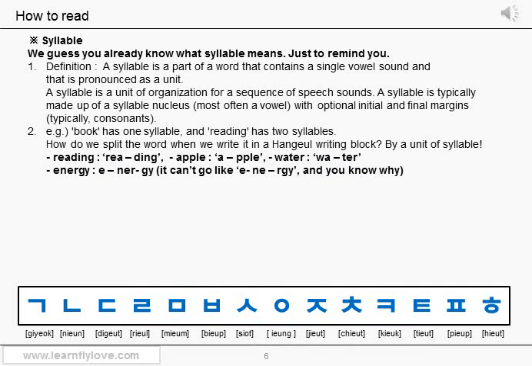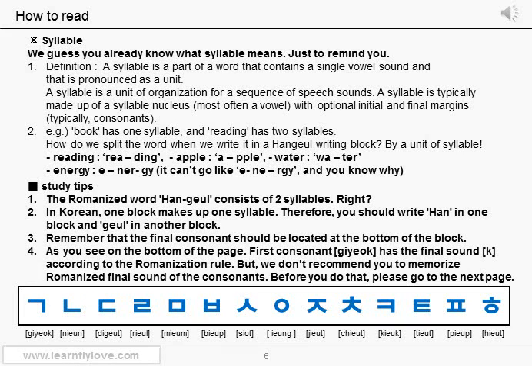Reading. Apple also has two syllables. Apple. Water has two syllables. Water. How about energy? It has three syllables. Energy. It can't go like that, and you know why. The romanized word Hangeul consists of two syllables, right? In Korean, one block makes up one syllable. Therefore, you should write Han in one block and Gul in another block.